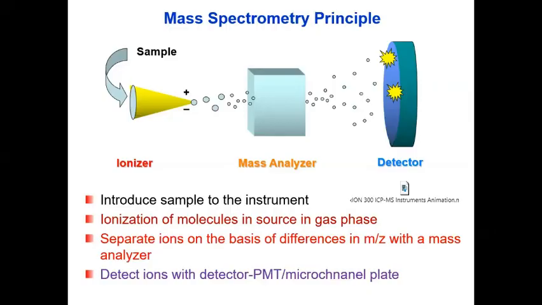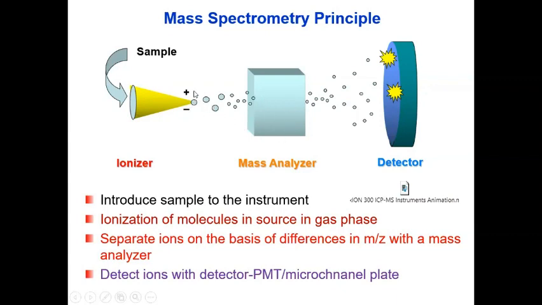types of analyzer. So here there is again another question, maybe a simple type of question in a UG or PG: write the principle of mass spectrometry. Okay, principle of mass spectrometry. First we have to introduce the sample into the instrument, and then the ionizer part of the instrument ionizes the molecules.